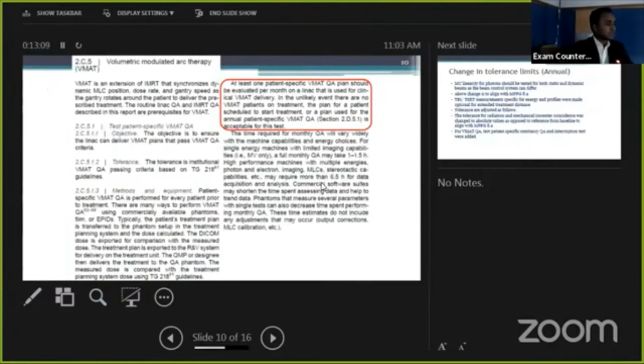This is another test, VMAT. Again, it's in the monthly tests, and the objective is there, the tolerance is there, and the method and equipment are there. The highlighted area says that at least once a month you need to perform a patient-specific VMAT QA. But if you are not running many VMAT plans, if it's rare, then you can take it to annual QA. That is, in annual QA, you will perform at least one VMAT QA test.